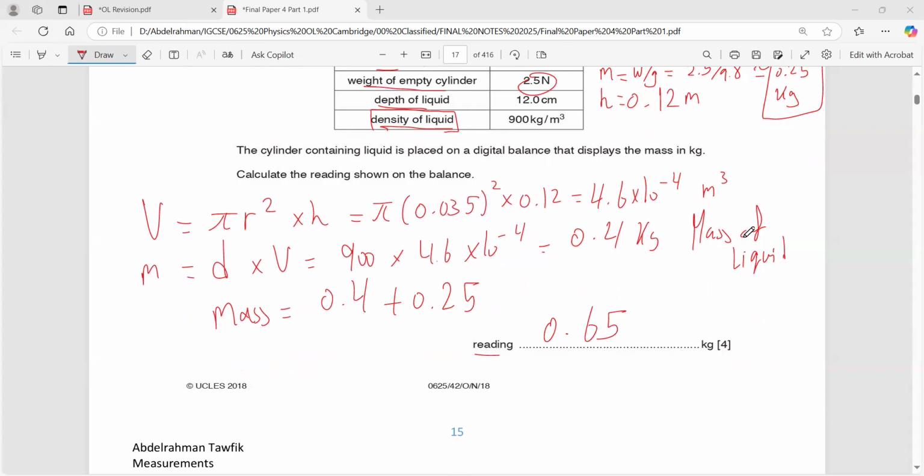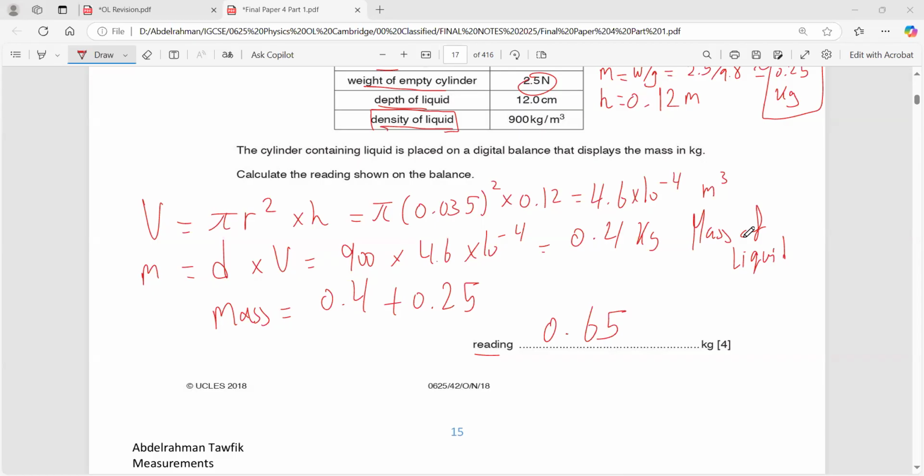4 marks is a lot. It's 5% of your final paper 4. This is worth 5% of your final paper. We wrote down a lot of steps, we did so much work, so you do deserve the 4 marks, God willing.